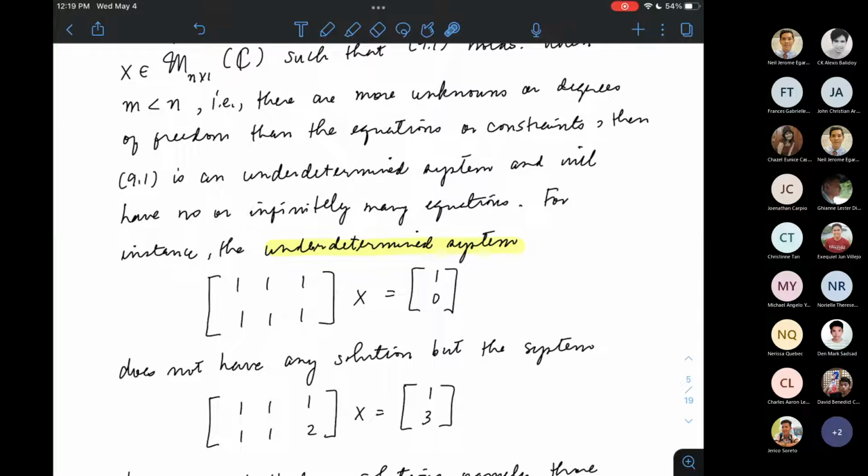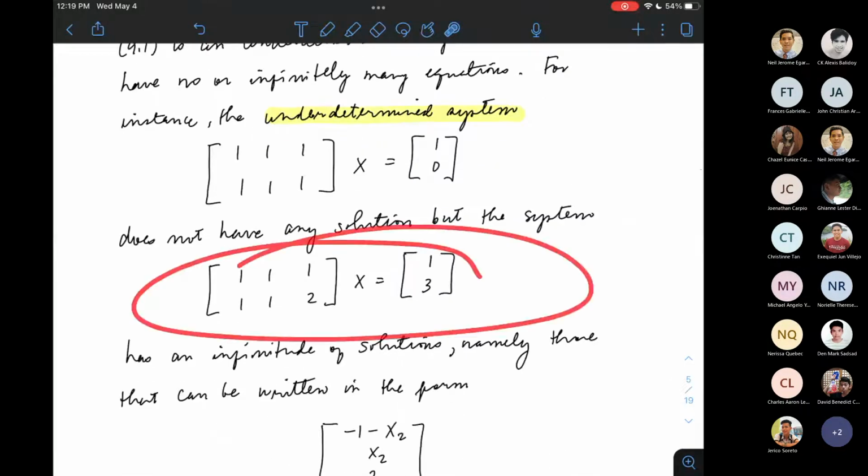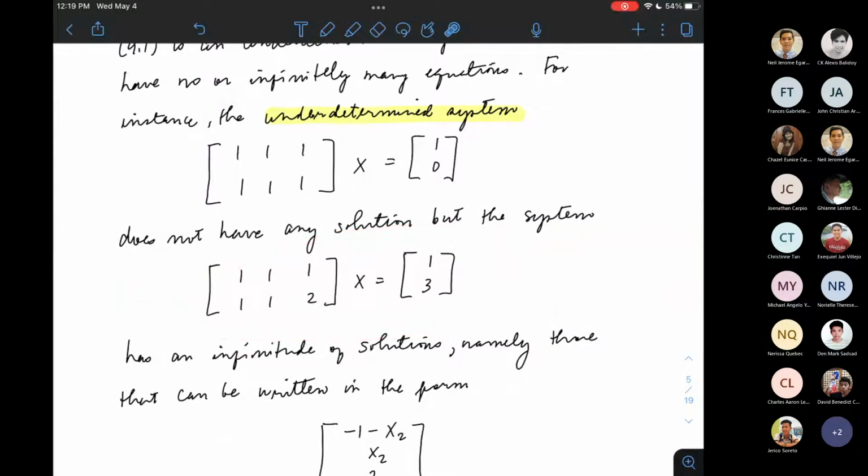So those two equations or constraints are contradictory to each other. So wala talagang vector x na makakasatisfy ng underdetermined system na ito. So this is what we call an inconsistent linear system. There would be no solution at all. All right. However, the other equation that I have here is consistent.